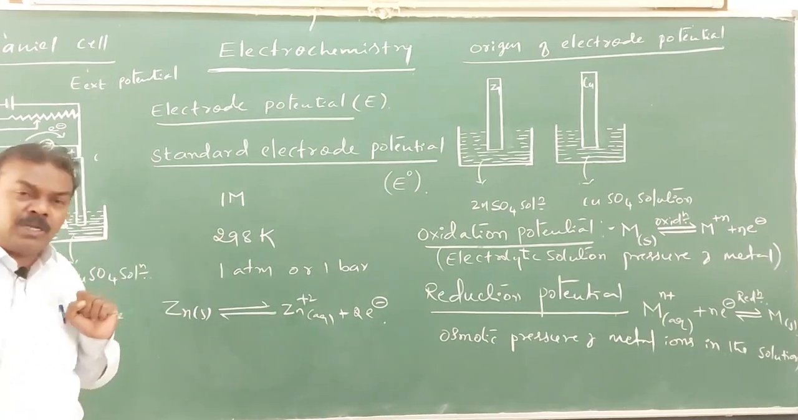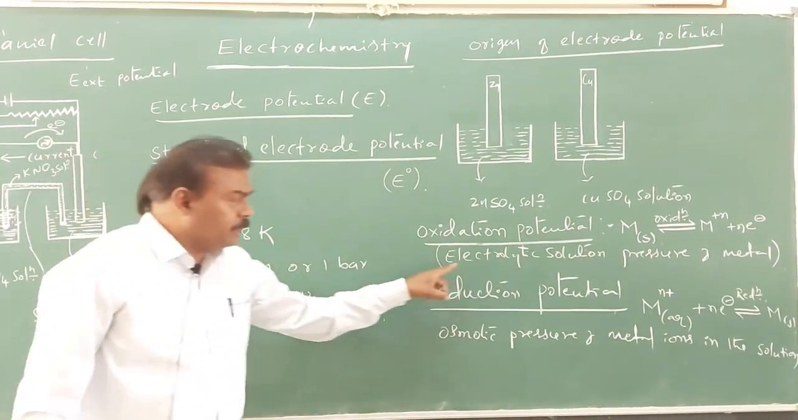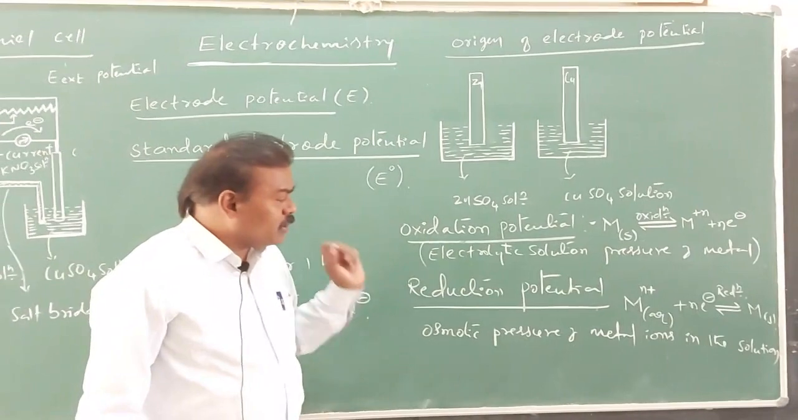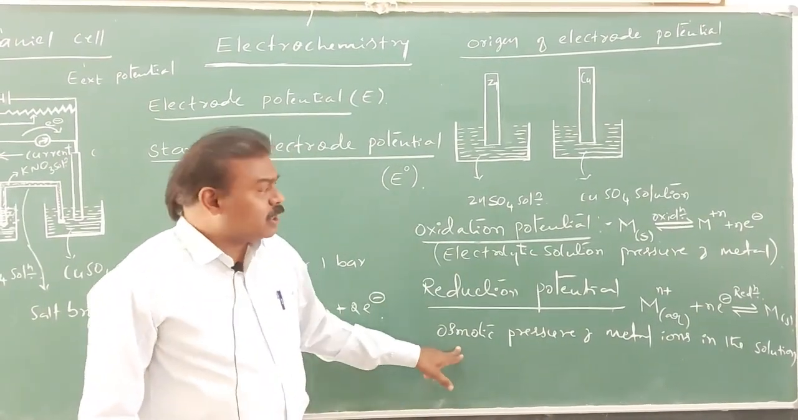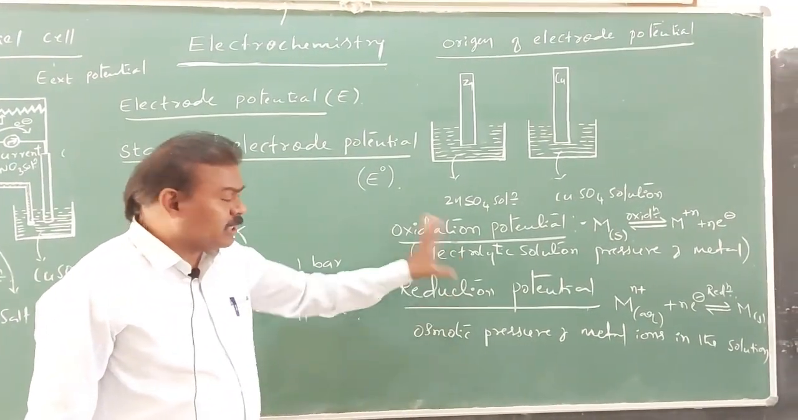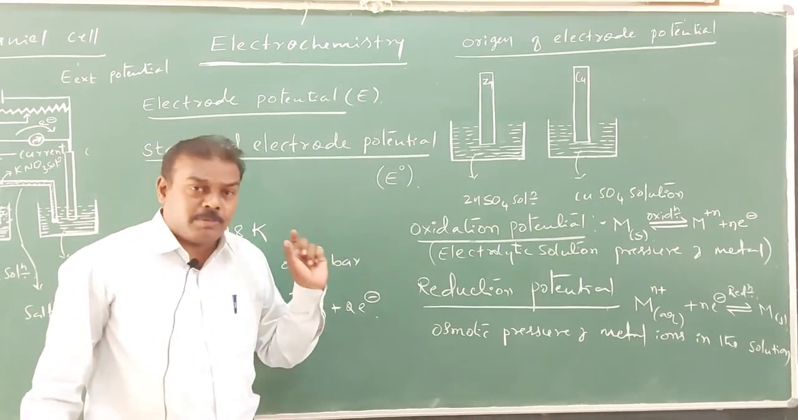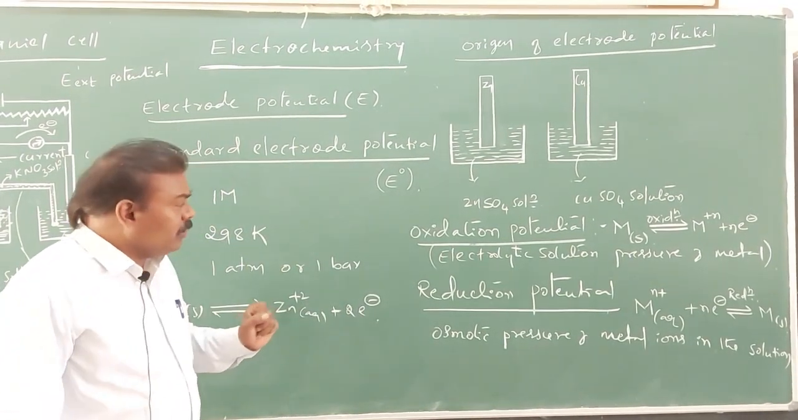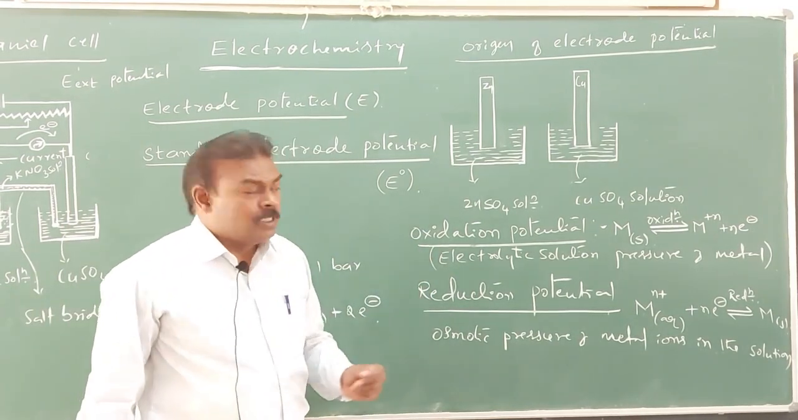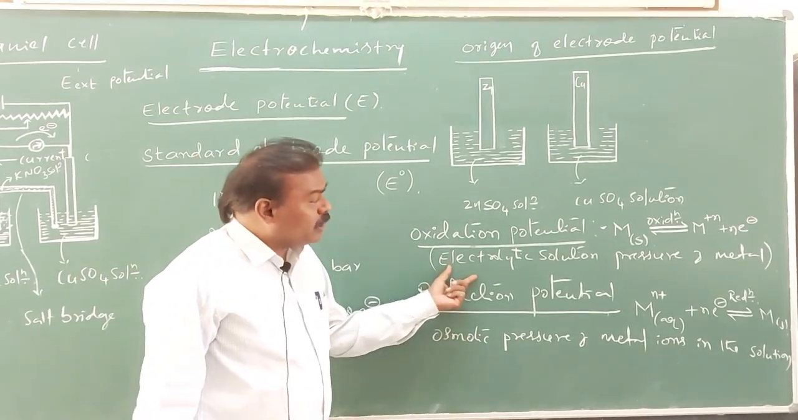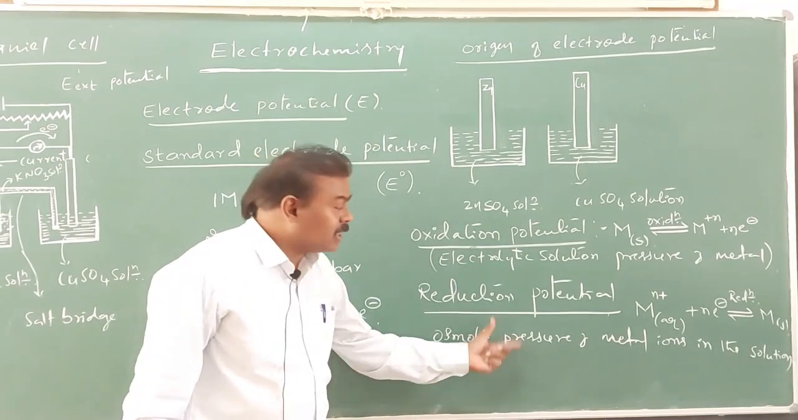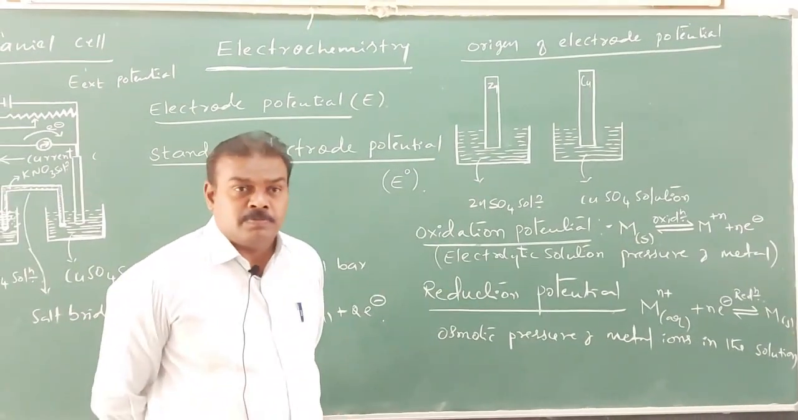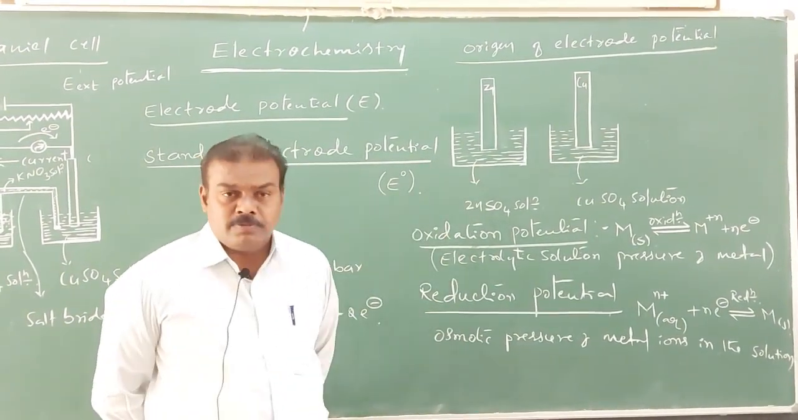Now, why is the zinc undergoing oxidation? I told you already: electrolytic solution pressure of the metal and osmotic pressure of the metal ions in the solution. These are the two forces operating whenever the metal is in contact with the solution of its own ions. Here, for the zinc electrode, the electrolytic solution pressure of the metal is greater than the osmotic pressure of the metal ions in the solution. That is why it undergoes oxidation.